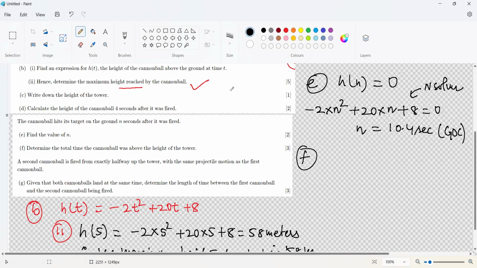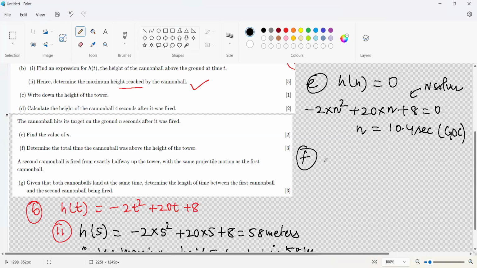Coming to part F. Determine the total time the cannonball was above the height of the tower. Above the height of the tower. What is the height of the tower? The height of the tower is 8 meters.